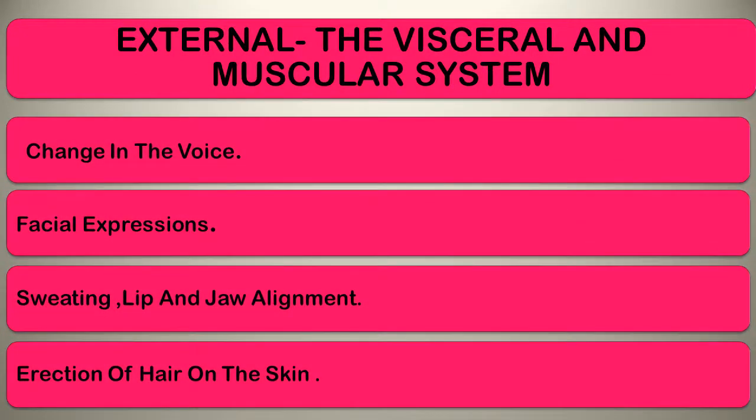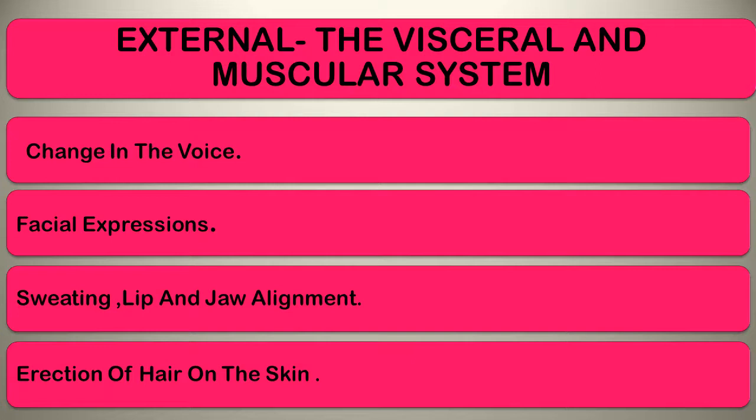Coming to the external organs, the visceral and muscular system. There is change in the voice, volume and tone. The facial expression, the body language, stiffness in muscles. You will experience sweating on the forehead, palm, feet, and wrinkles on the forehead.